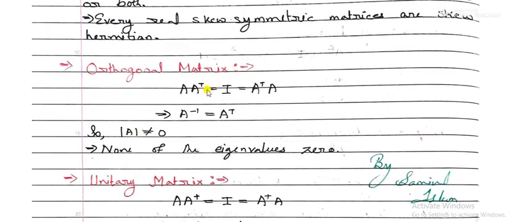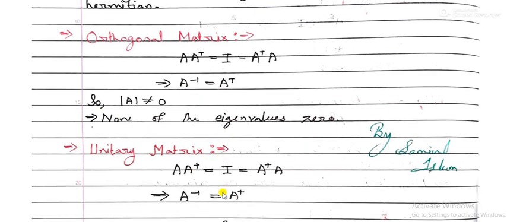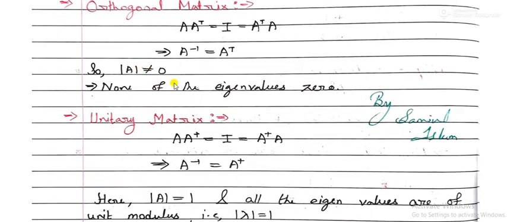Now what is the condition for an orthogonal matrix? A transpose A equals I, or you can write A A transpose equals I as well. Here A inverse is A transpose, so the determinant of A can never be 0. So if the determinant of A is not equal to 0, none of the eigenvalues are 0.